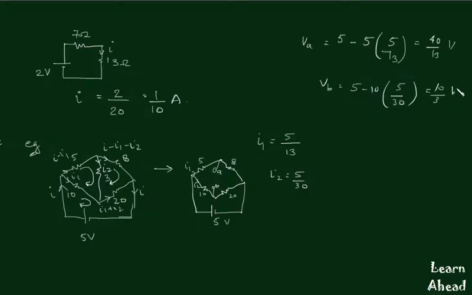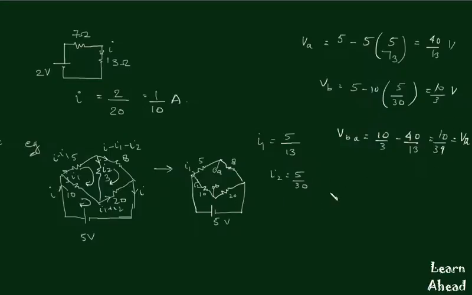10 by 3 volt. So you can see that VB is at higher potential, so we can write VBA equal to 10 by 3 minus 40 by 13, and this must be equal to 10 by 39, and this is VTH.